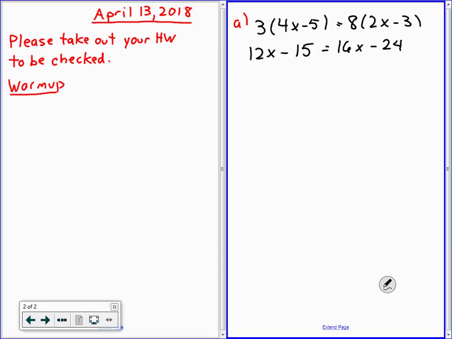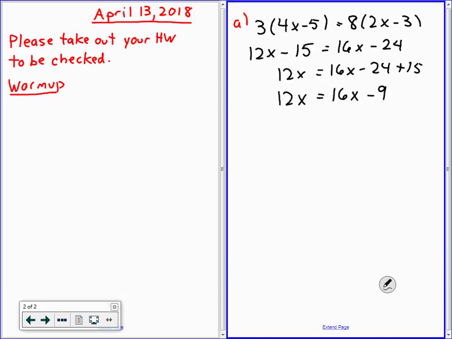Continuing. Caitlin, what do you do next, please? 15. What's the opposite of 15? Okay, so it's going to be 12x is 16x minus 24 plus 15. Mason, what's negative 24 plus 15? Minus 16. Oh, it's fine. Oh, it's negative 9. Okay.